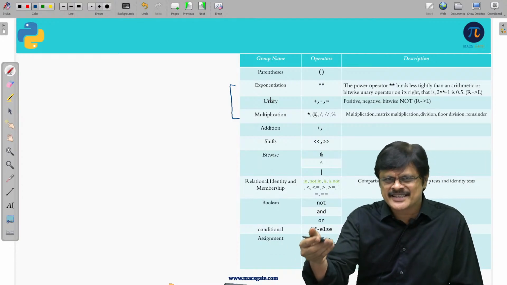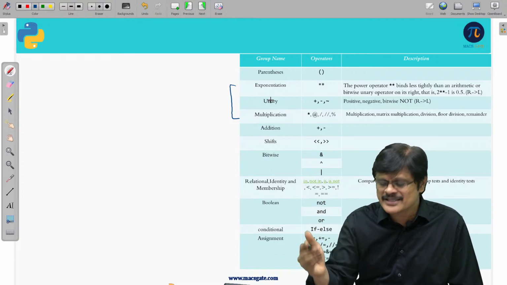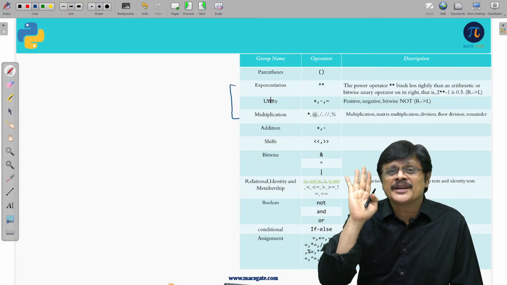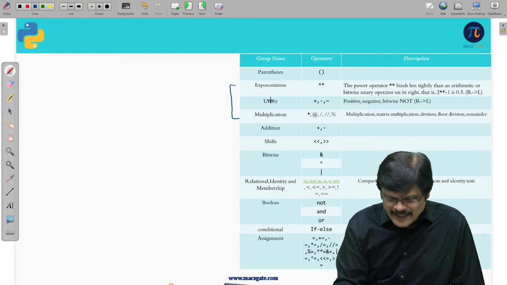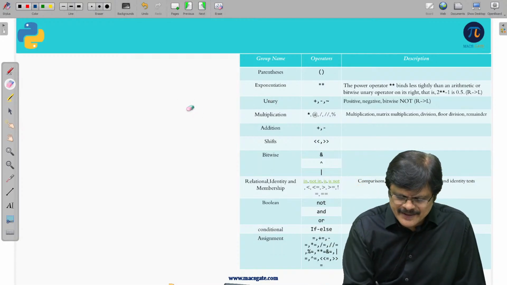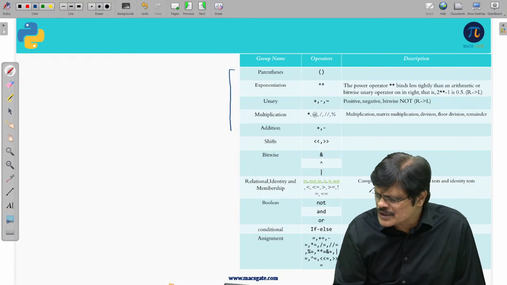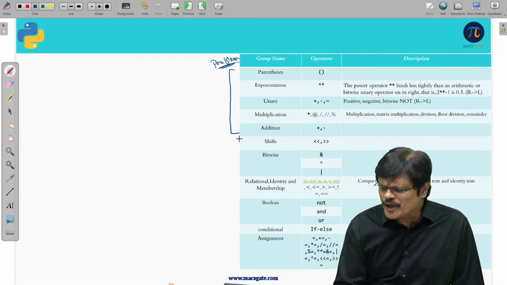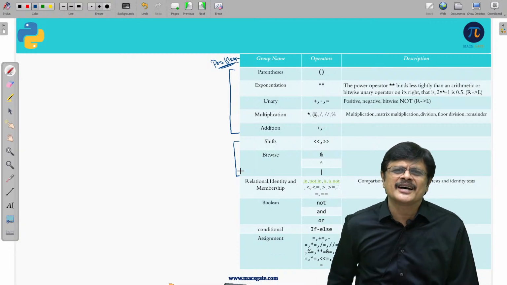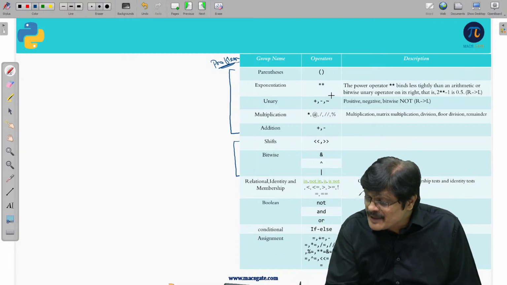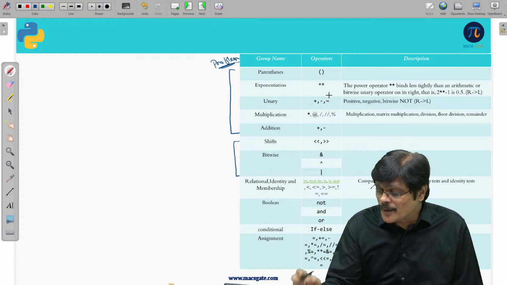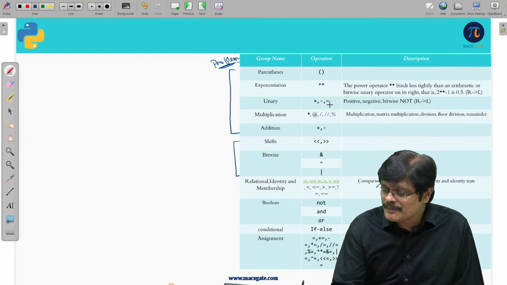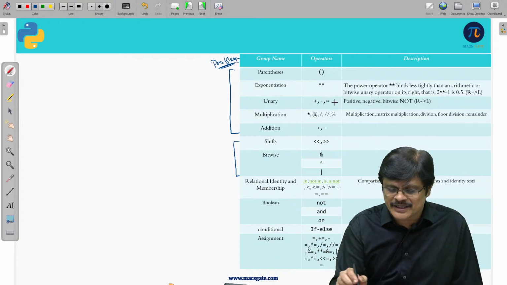Parenthesis, obviously, will always have higher precedence. Parenthesis, exponentiation, unary, multiplication and addition. This is very important, sir. Mostly you can expect problems from this. The shift operators generally will not combine with other operators, sir. So directly the bitwise, see, bitwise negation is a unary operator, so that will go here. Bitwise negation is here, sir. Please note that.